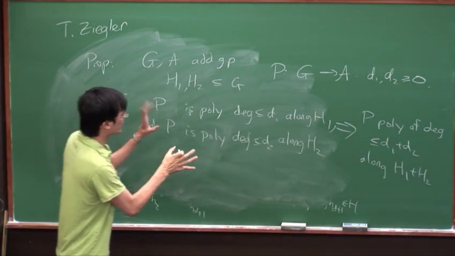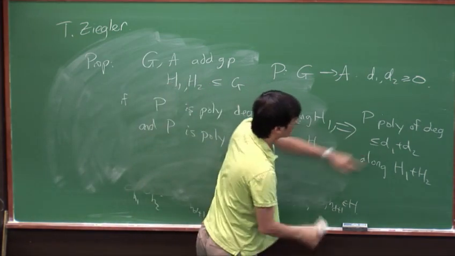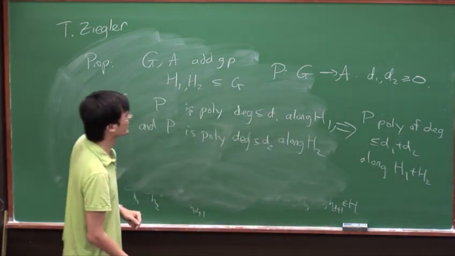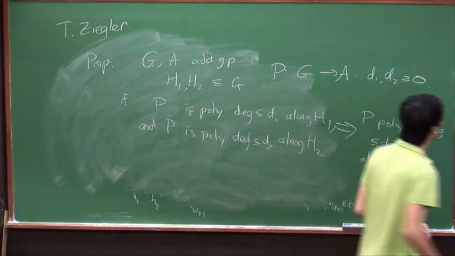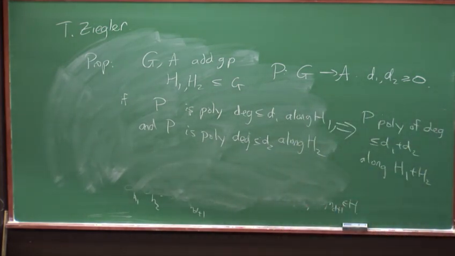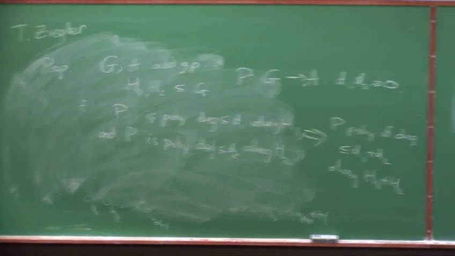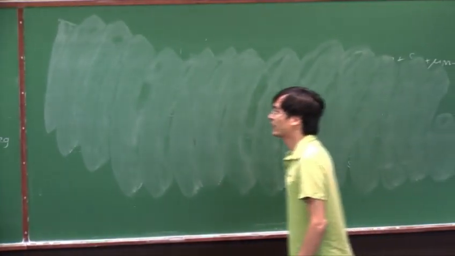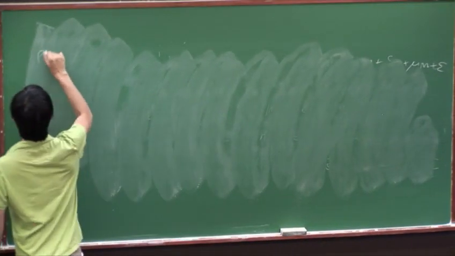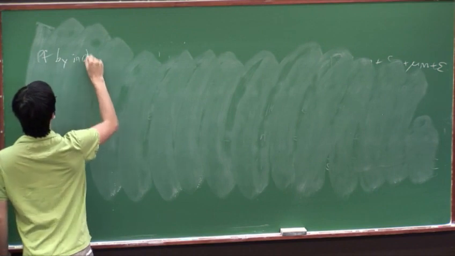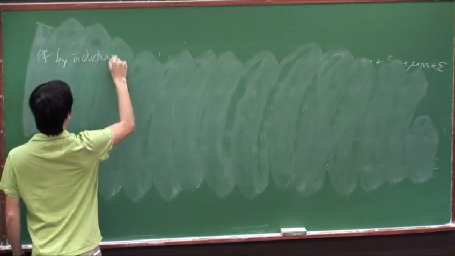Okay, so you can combine structure in these two directions, but yet you have to pay a price, that the degree of your structure goes up when you do it. Okay, so this is the case 1 and 1 and 2. 1 plus 1 equals 2. So this is not hard to prove, so let me show you how it's proven. You prove it by induction on, let's say, the sum of d1 and d2.